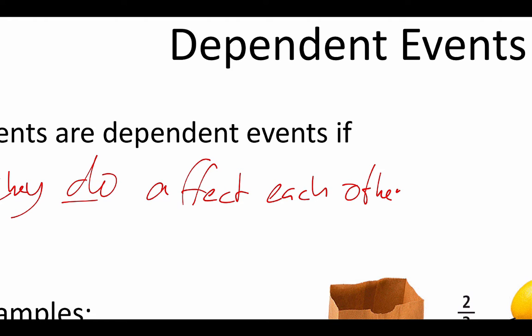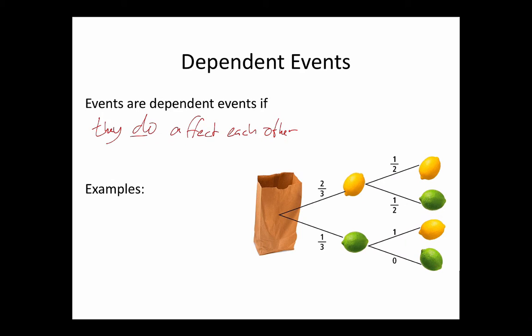So for example, here's a visual for the example. If you have different fruit in a bag, you've got 2 lemons and 1 lime. So on your first draw, if you're just randomly choosing fruit from the bag, you have a 2/3 chance of drawing a lemon or a 1/3 chance of drawing a lime. Now, if you take the lemon out, now half the fruit left in the bag are lemons, and half the fruit left in the bag are limes.